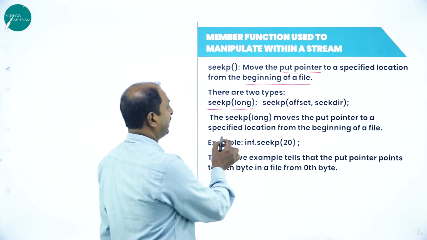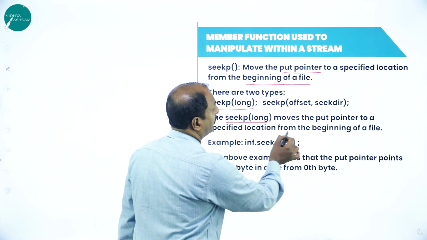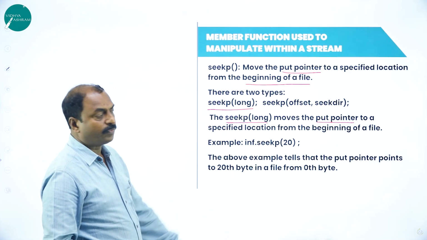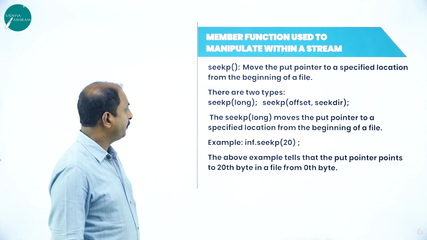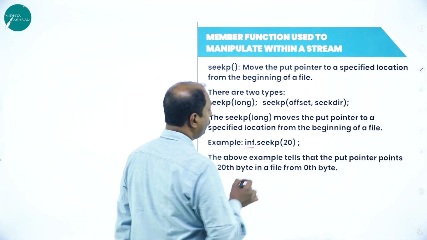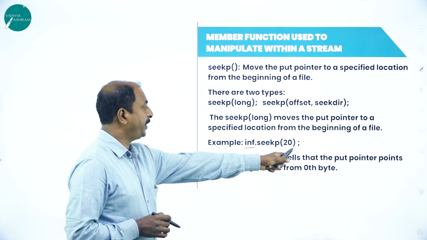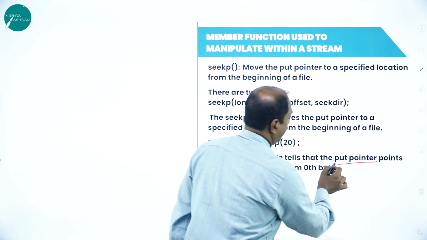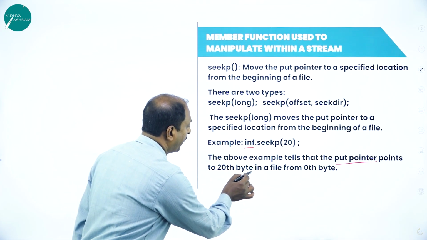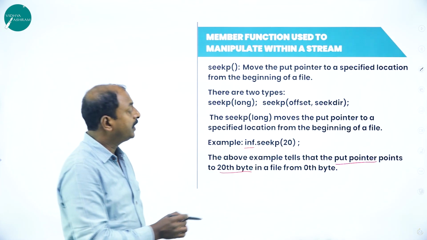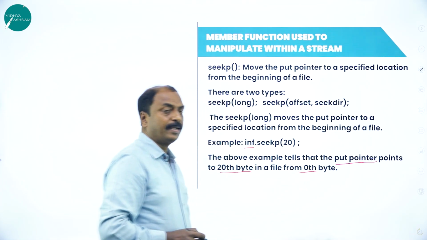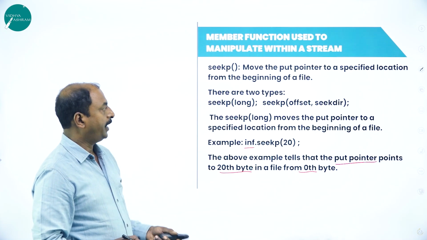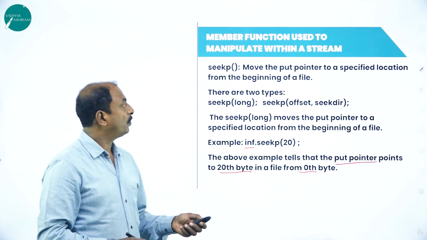For the example, seekp(long) moves the put pointer to a specified location from the beginning of a file. In this example, inf is an object, seekp(20). Accordingly, it moves the put pointer to the 20th byte in a file from the 0th byte. It is the same thing you have seen in our previous example, so seekp and seekg. Now let us move on to the next slide.